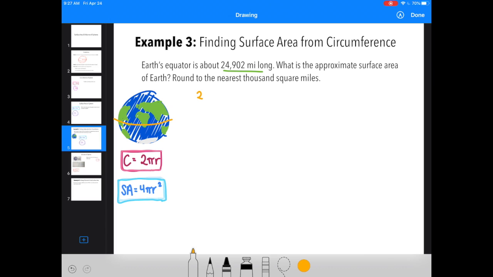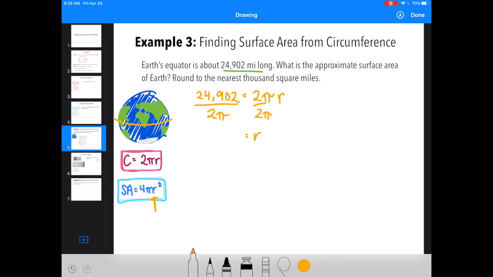All right. So plugging and chugging into my equation, 24,902 is equal to 2 pi r. That's what I have. Why am I using the circumference equation? Why is that important for us to find surface area? Well, for me to solve for surface area, I need the radius. And because I have circumference, I can use that quantity and work backwards through my circumference equation in order to solve for r. So I need to isolate r. In order to do that, I'm going to divide by 2 pi, divide by 2 pi.